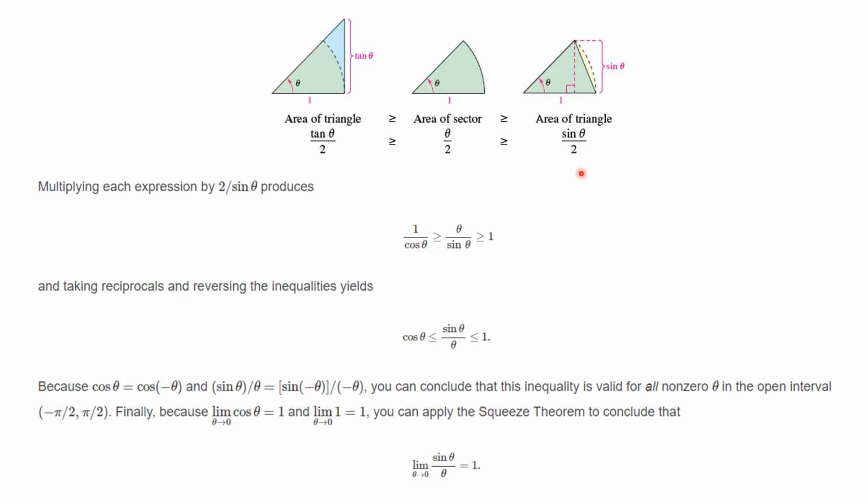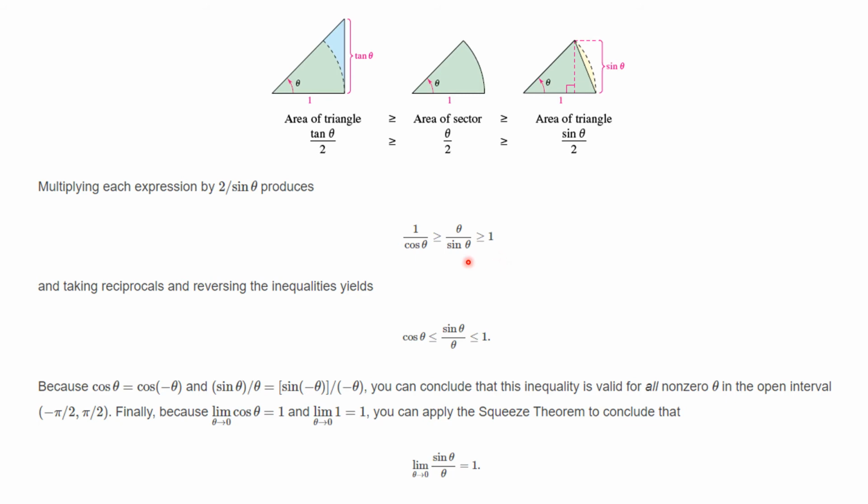Now what we can do is do some algebra. We're going to multiply each expression, all three of these. And again, we took theta to be a positive number, so sine theta is positive. So we're multiplying all the way through by 2 over sine theta. Now, using the fact that the tangent of theta is sine theta over cosine theta, I'm going to get 1 over cosine theta is what this becomes. Here, when I multiply by 2 over sine theta, I get theta over sine theta. And here, I'm just multiplying by the reciprocal, so I get that this is bigger than or equal to 1.